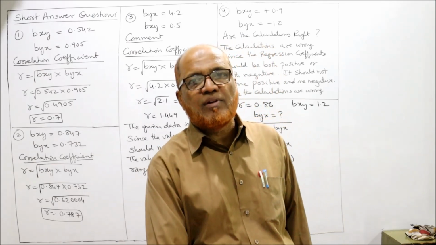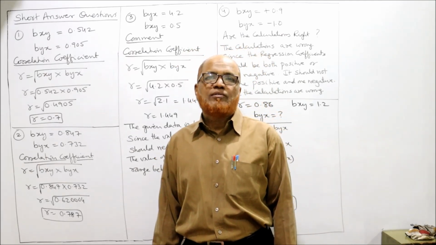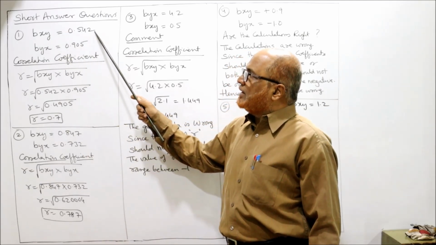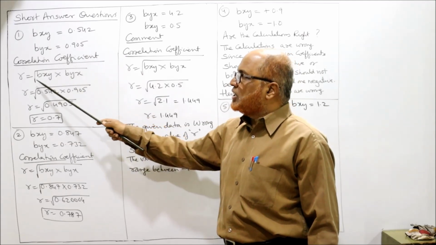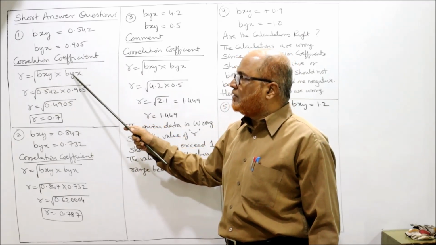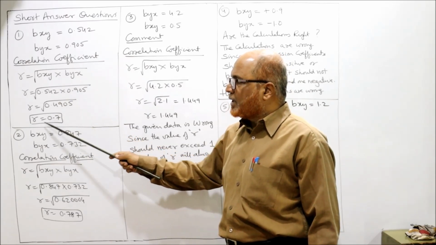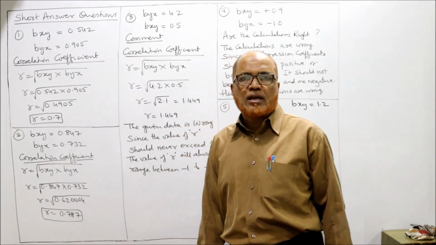Already in the main problems we have seen the formula for r. r is equal to BXY into BYX under root. So BXY is given 0.542, BYX is given 0.905. Correlation coefficient r is equal to BXY into BYX. Both regression coefficients multiplied, then under root. R is equal to 0.7. That's it. This is a short question on regression.